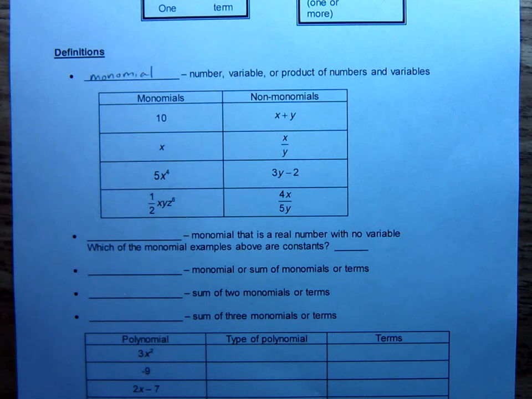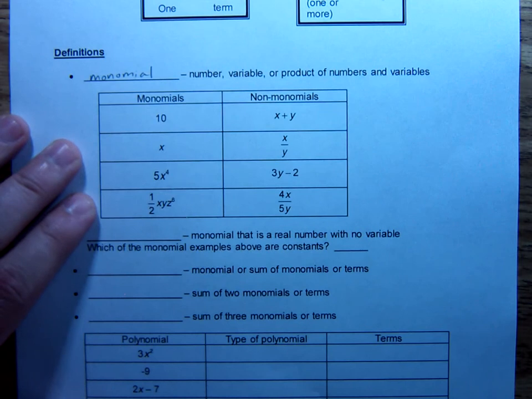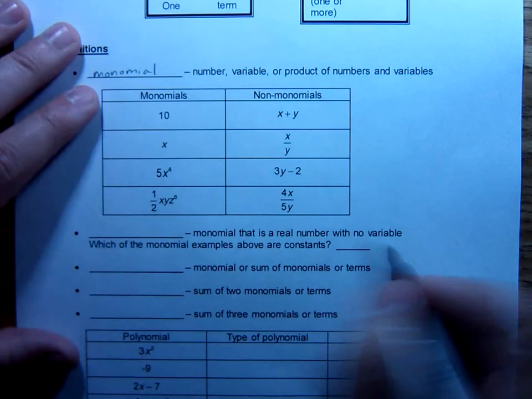A monomial with a real number and no variable, that's called a constant.